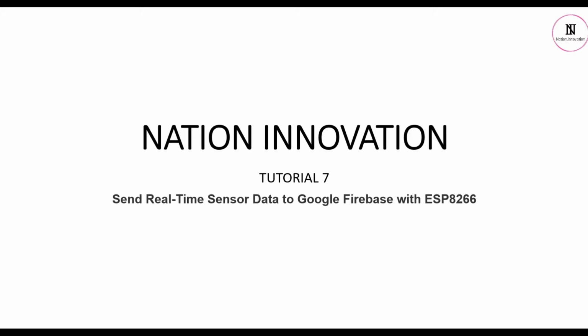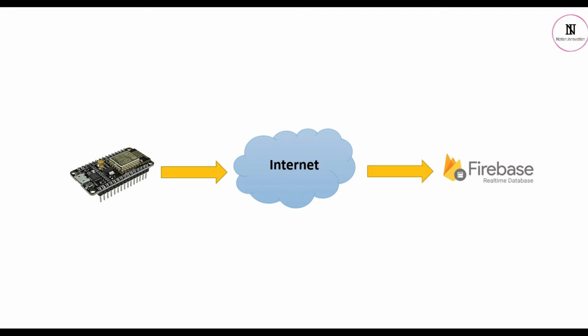This is the 7th tutorial and here we'll learn how to send real-time sensor data to Google Firebase with ESP8266. The real-time databases can be used in this scenario where we just have to interface some controller which can be connected to internet and can be able to exchange data with the cloud server.